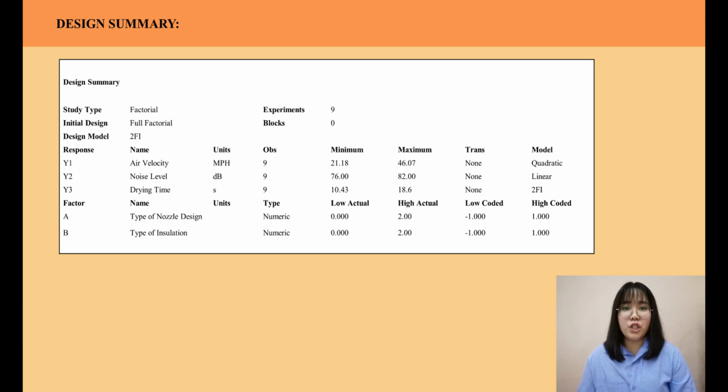As for factor A, which indicates the type of nozzle design, the factor is set at 3 levels in which the low actual is 0, indicating the chrome nozzle, while the high actual is 2, indicating the diffuser nozzle. While for factor B, which indicates the type of insulation, the factor is also set at 3 levels in which the low actual is 0, indicating the egg carton, while the high actual is 2, indicating the pyramid foam.